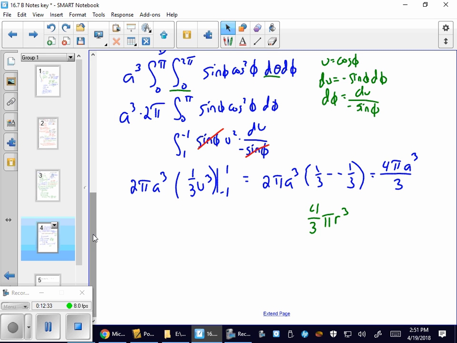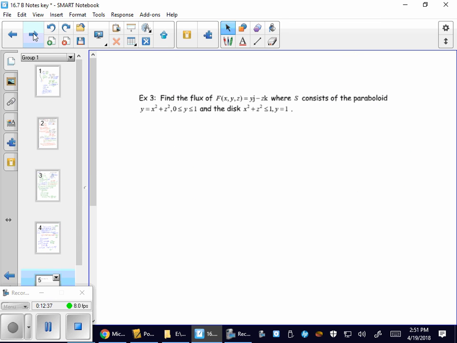Let's go on to number 2. Number 3. All right, so number 3, find the flux of our force, which is given to us as yj minus zk, which, of course, is just 0, y, and then negative z. Write it like that.